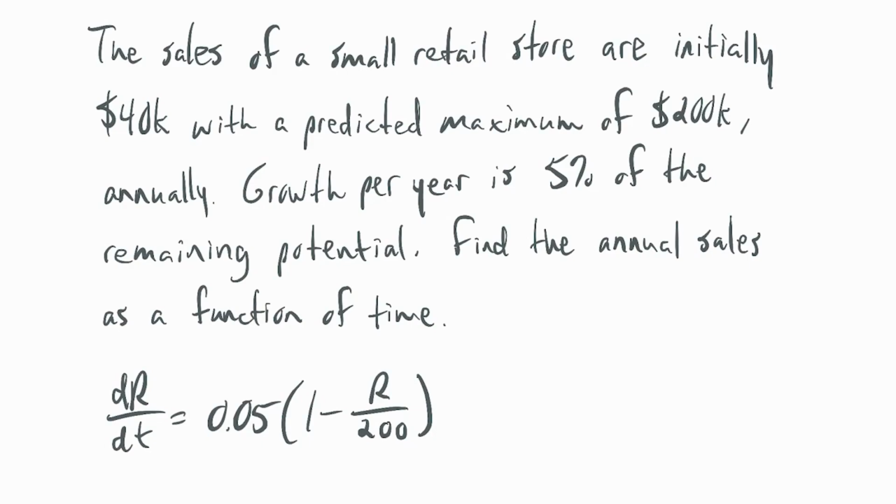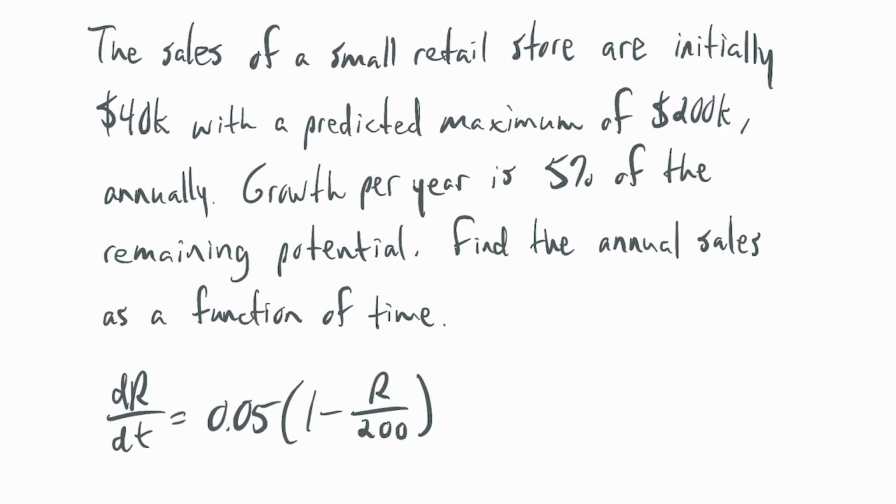So this function is going to model pretty well the growth rate. If I have sales of 200, if R is 200, well, 200 over 200 is 1. 1 minus 1 is 0. So 0 times 5% would be 0. So I would have 0 growth. I've reached my maximum, right?